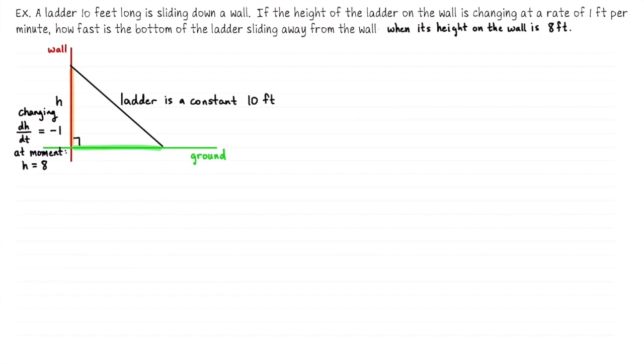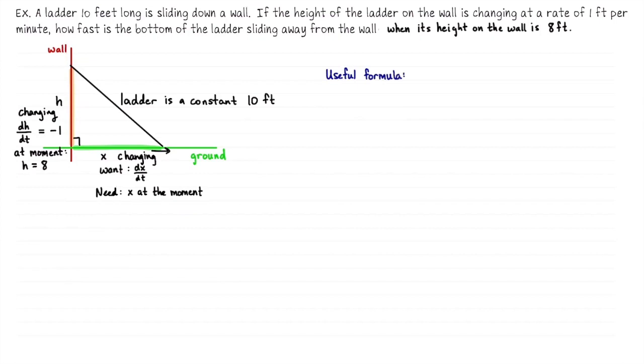Let's call the length of the leg on the ground x. That is also changing over time. And if you reread this question, how fast is the bottom of the ladder sliding away from the wall? Then what we're looking to solve for is dx/dt, the rate of change of this length on the ground with respect to time. We need x at the moment we're interested in, which is when the height on the wall is 8.